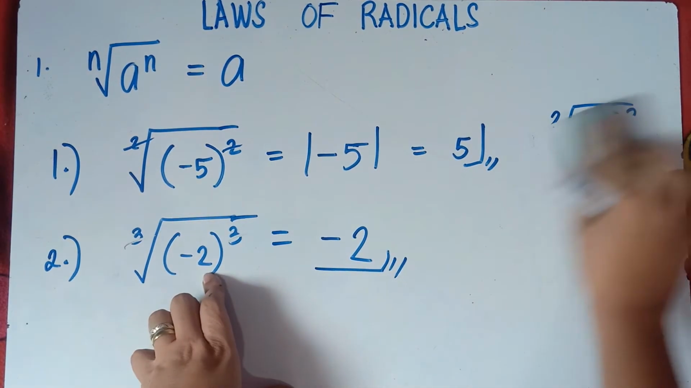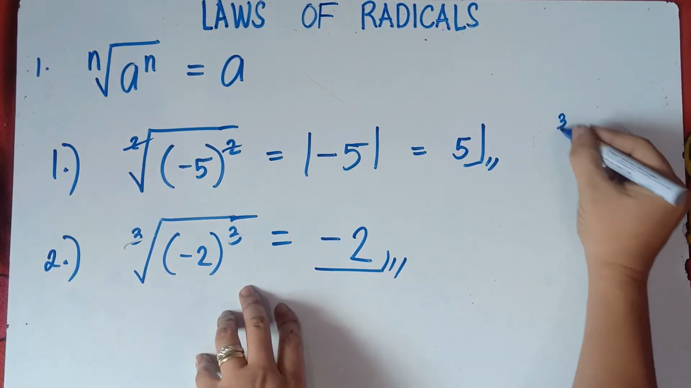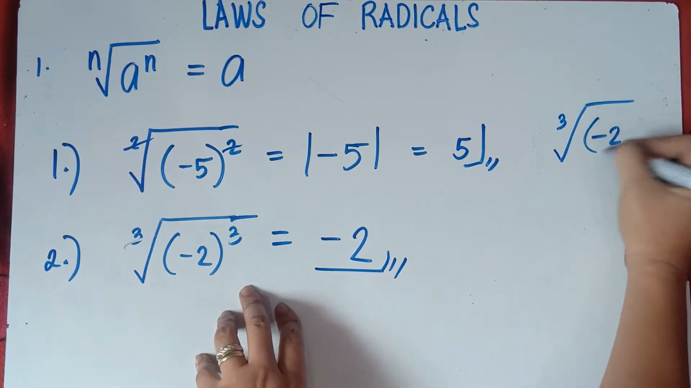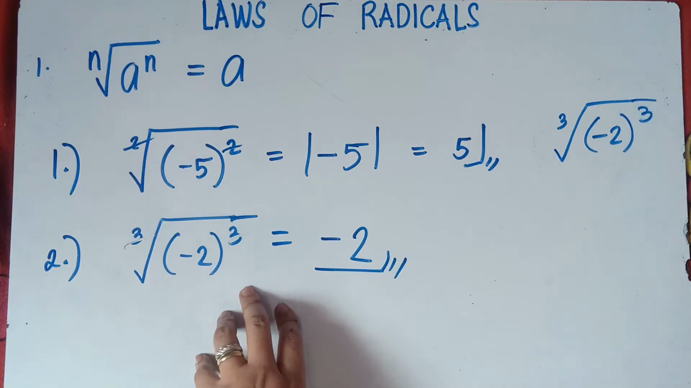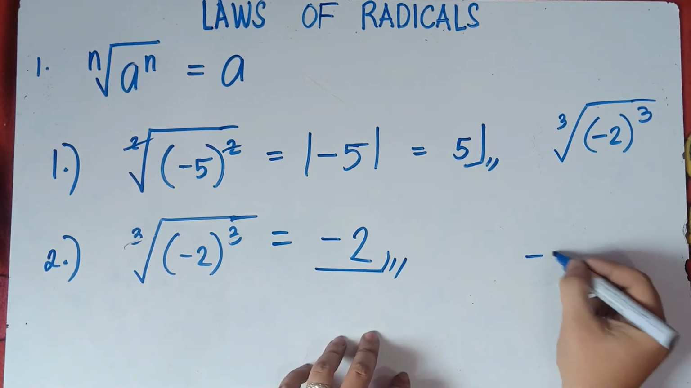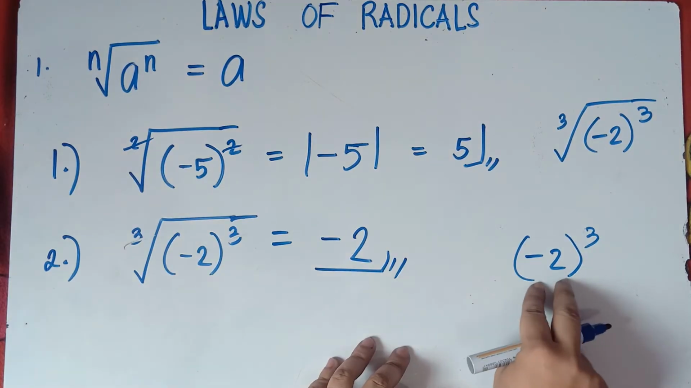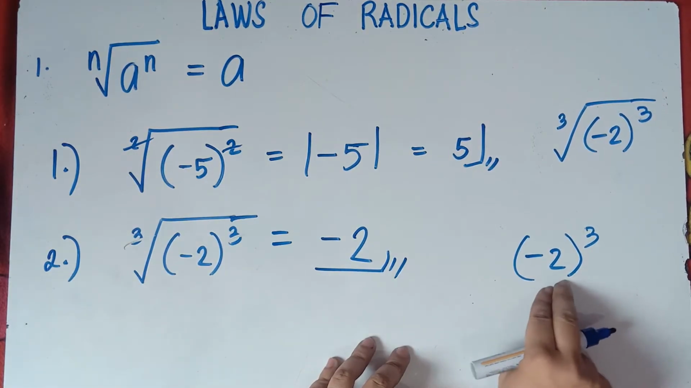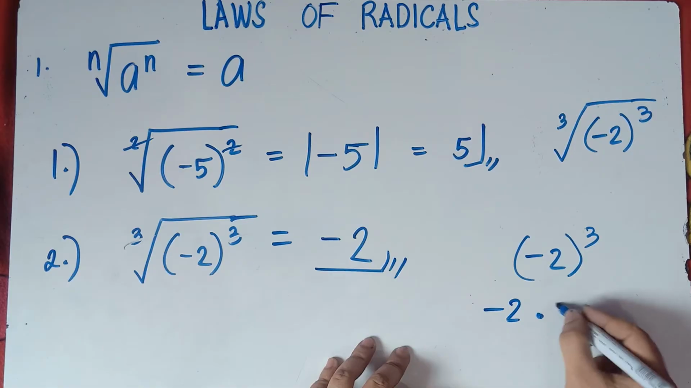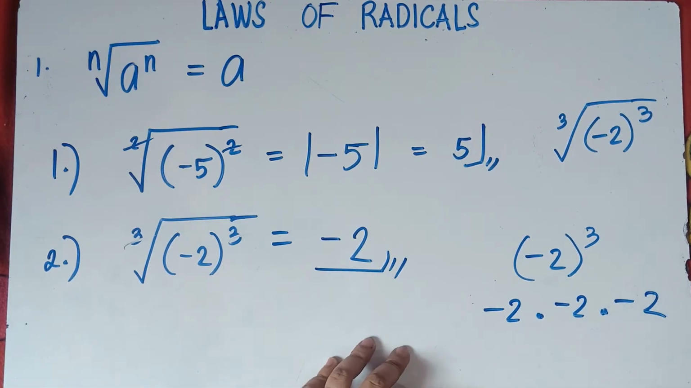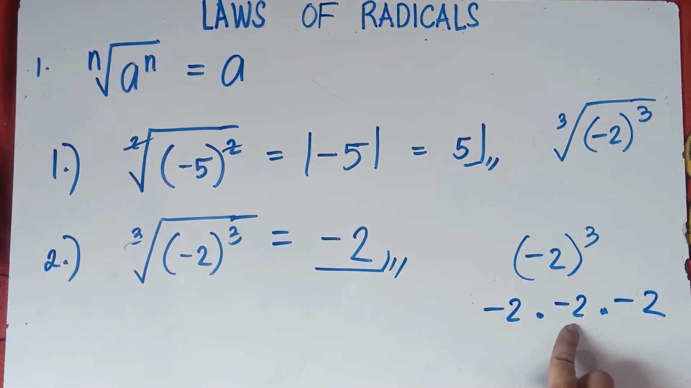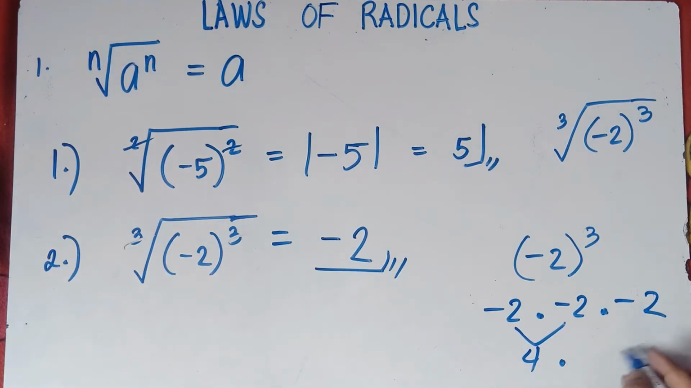Same with this one, class. The cube root of quantity negative 2 raised to the power of 3. If we simplify this one, negative 2 raised to the power of 3 is the same as multiplying this negative 2 by itself 3 times. This is negative 2 times negative 2 times negative 2. And negative 2 times negative 2 is positive 4, times negative 2 equals negative 8.